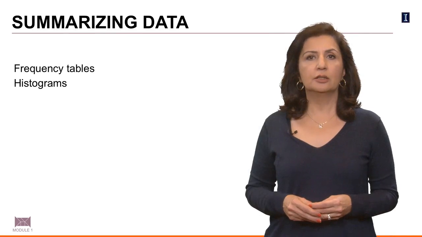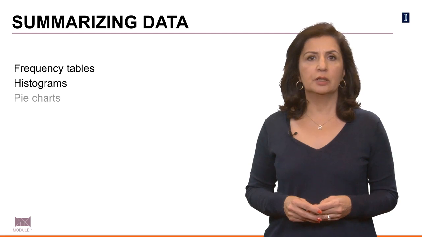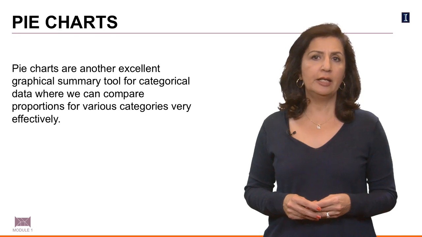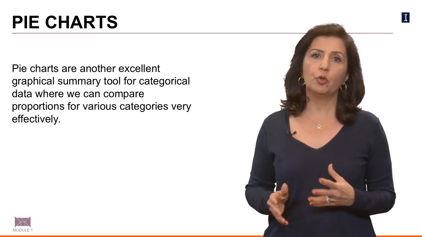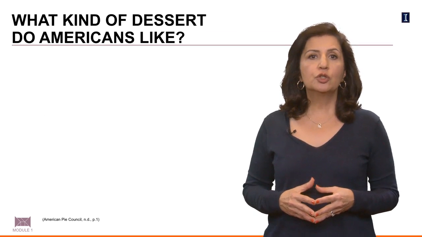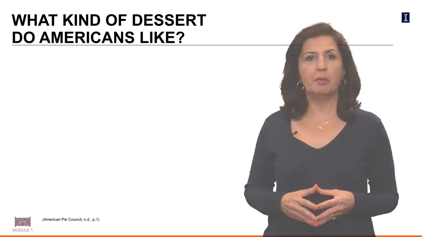In the last two lessons, you learned about frequency tables, and then we moved on to histograms. In this lecture, we will learn about pie charts. Pie charts are another excellent graphical summary tool for categorical data where we can compare proportions for various categories very effectively. So here is a fun fact about the Americans.